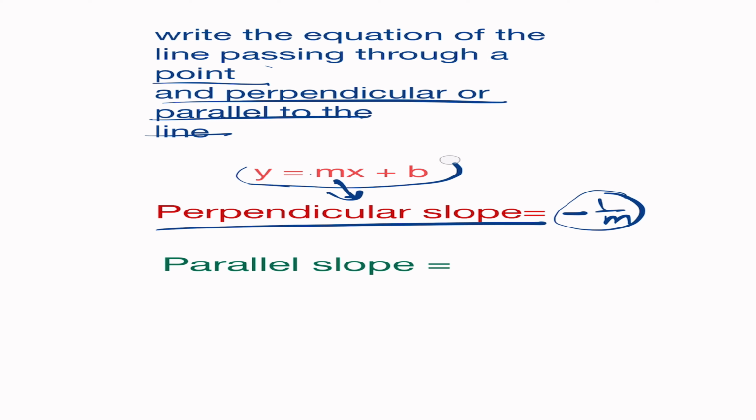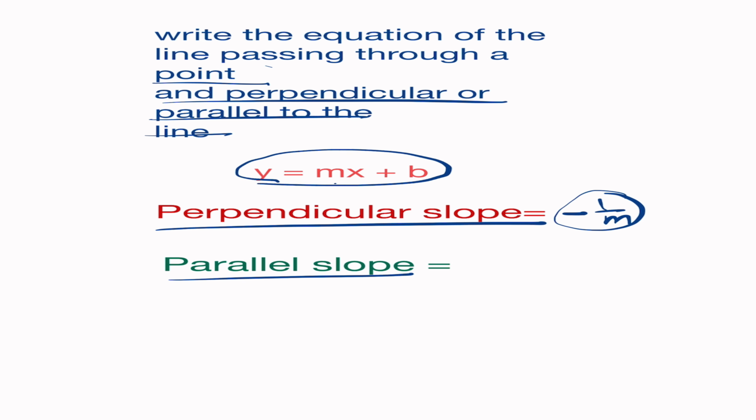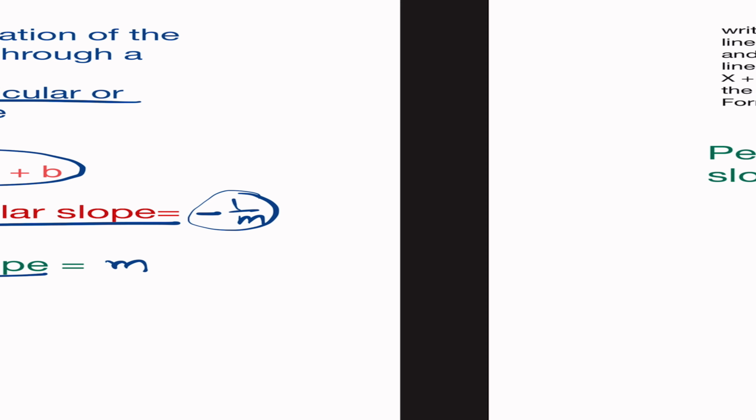Now what if they ask you for the parallel, right? The parallel slope is this: any equation with the same slope. So if we have an equation with slope m here, the parallel slope will be simply m. Let's do some practice that will clarify the concept.